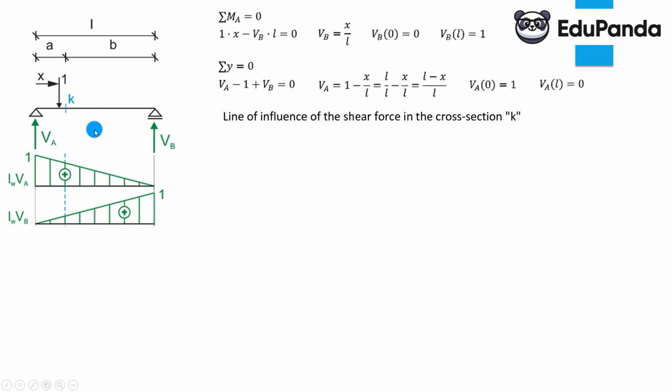We can do this because generally we need to consider 2 situations. First situation, the unit force that travels is either before the section or after the section. We can set it up so that the first interval is when the force is before the section, meaning x is from 0 to A.